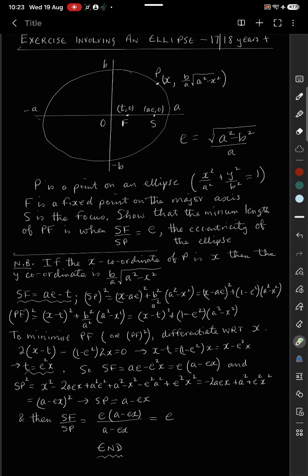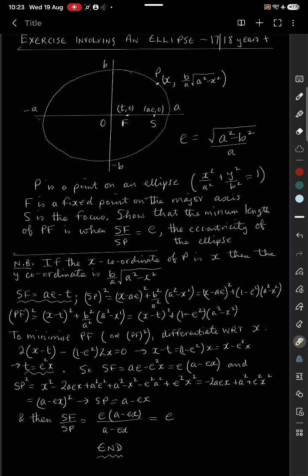Now, if F is a fixed point on the major axis and S is the focus, show that the minimum length of PF is when SF divided by SP is equal to e, the eccentricity of the ellipse. So note that if the x-coordinate of P is x, then the y-coordinate is b over a times the square root of a squared minus x squared. Get that from the equation of the ellipse.